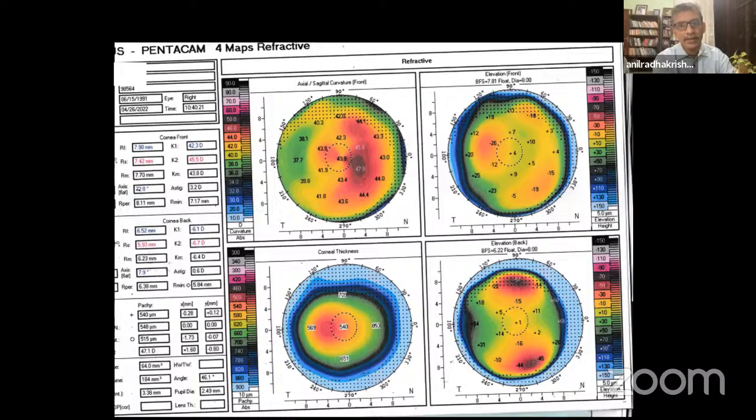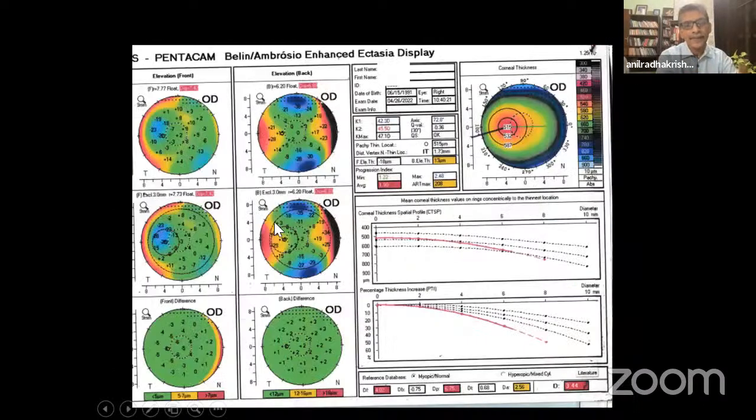Actually, in the area of maximum curvature, what you see is about 853 of pachy. So 853 is a bit further away, but on the yellow side it is 580. Okay, fine. So let's go to the other map, the BAD map.